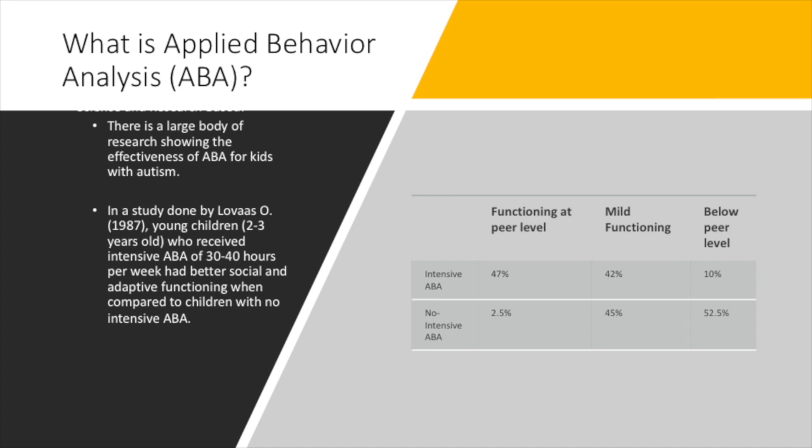First, I guess we'll get started with what is ABA. So ABA, first and foremost, is science and research based. What it means is that there's a large body of research out there that shows that ABA is effective for kids with autism in specific.